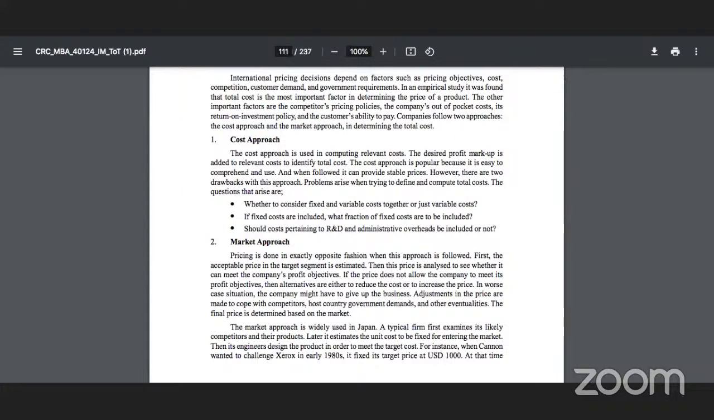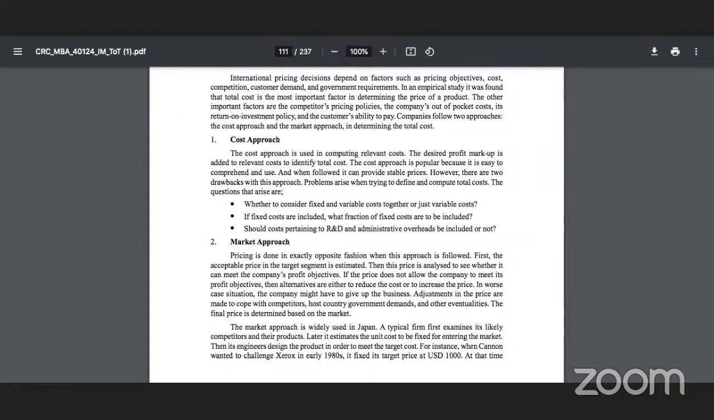So let us look at cost approach. The cost approach is used in computing relevant costs. So the desired profit markup is added to relevant cost to identify total cost. So here the cost approach, as we know, is very popular. And why so? Because it is easy to comprehend and use. And it can also provide stable prices because the costs are more or less standardized over a period of time. However, there are certain drawbacks.